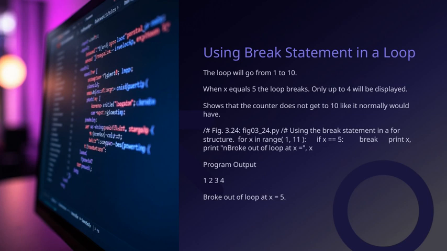This demonstrates that when break is used, the loop terminates early, and it doesn't continue to run until it reaches its normal endpoint at 10. You'll notice that the counter doesn't reach 10 as it normally would, because the break interrupts the process. This is a powerful tool when you want to stop a loop based on a specific condition, making your programs more efficient and controlled. It's an essential concept to understand as we explore how to manage flow control within loops effectively.